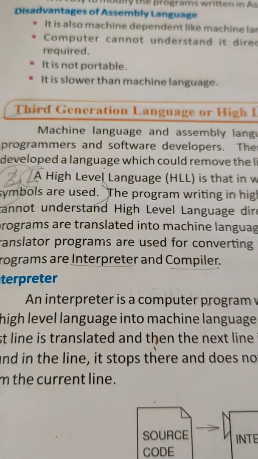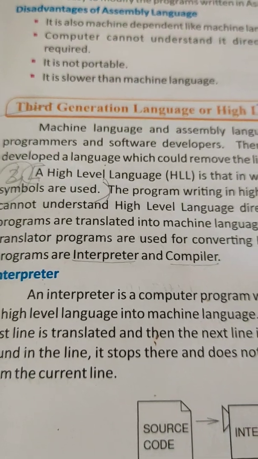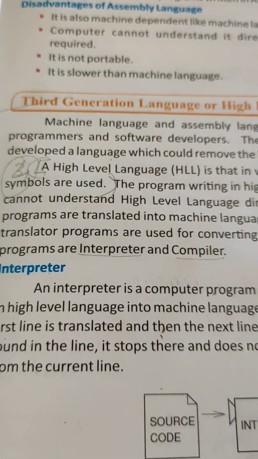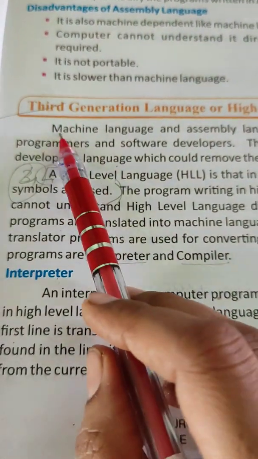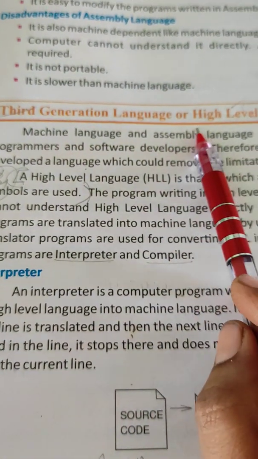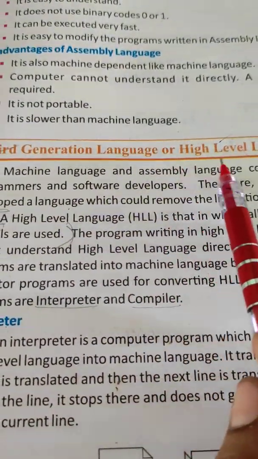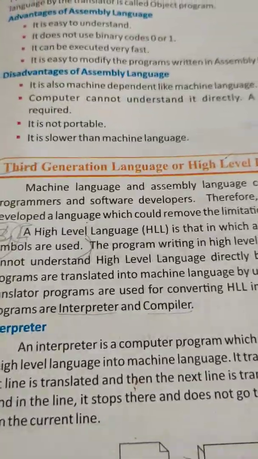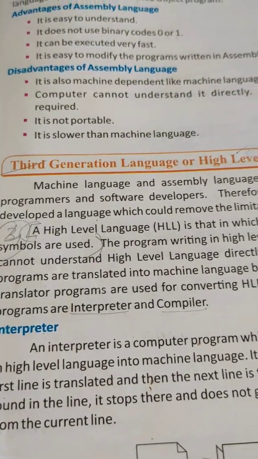Good morning students. In the previous class we learned first generation and second generation languages, meaning machine language and assembly language. Today we will learn the third generation language, or high level language. Third generation language is also called high level language. Now, what is the use of third generation language?